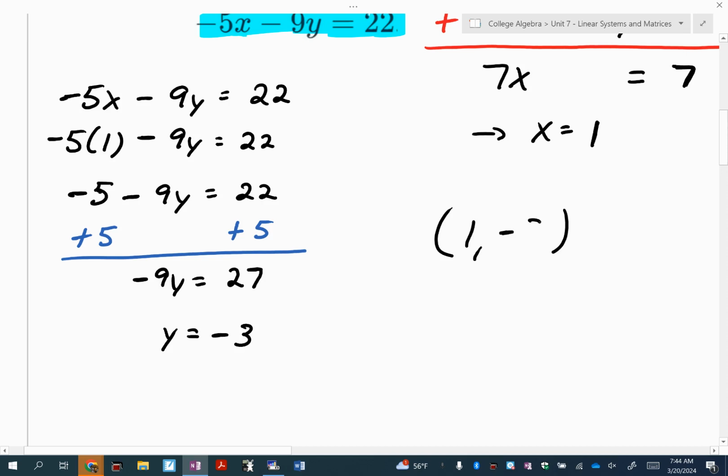1, -3. Now just be careful when you're doing this. I know we found X first, so that's why it goes there. It's X. But if I had found Y first, make sure you don't put the wrong order, right? It's always X, comma Y, right? Think of your alphabet, okay?